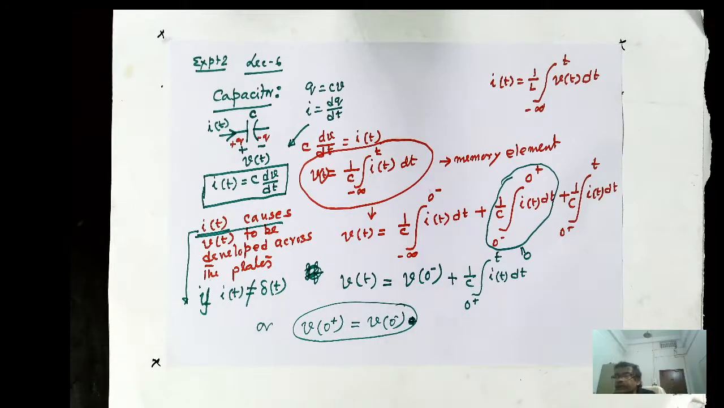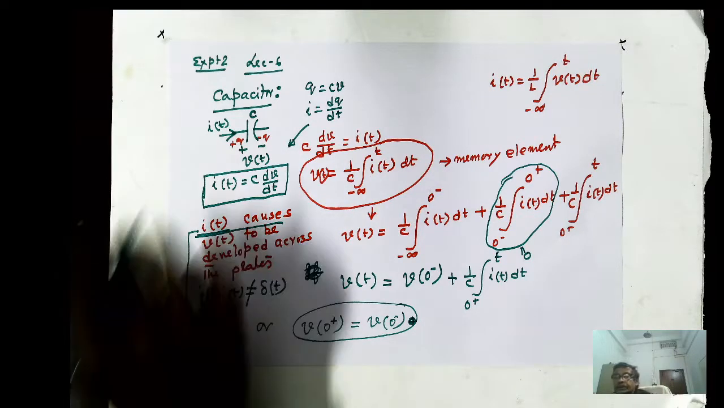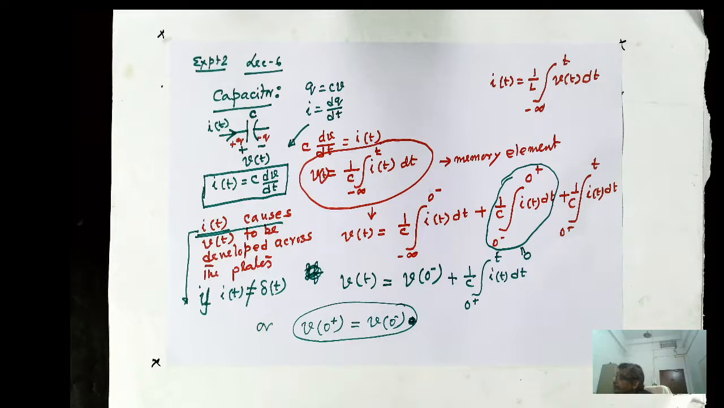Therefore, the voltage across the plates of the capacitor cannot change suddenly. The voltage developed across the plates of the capacitor will be a continuous function of time, v(t). It cannot have a step jump. Therefore, for a capacitor, if the exciting current, the input current, is a reasonable function of time, then the capacitor voltage cannot change instantaneously. So this you must understand.